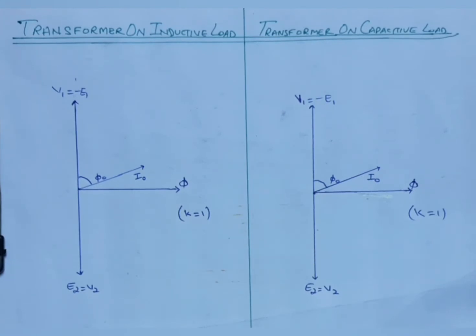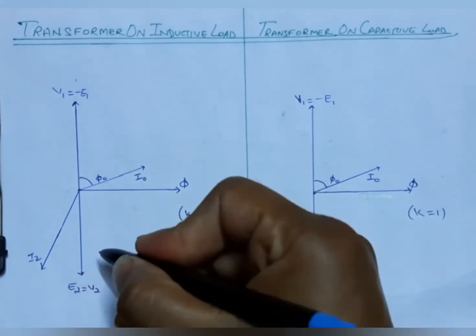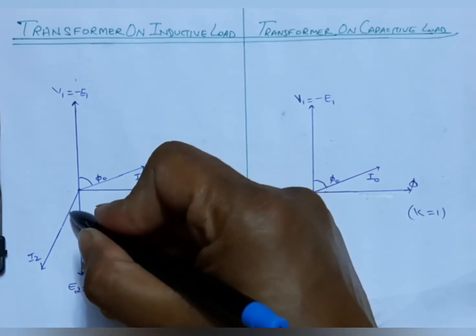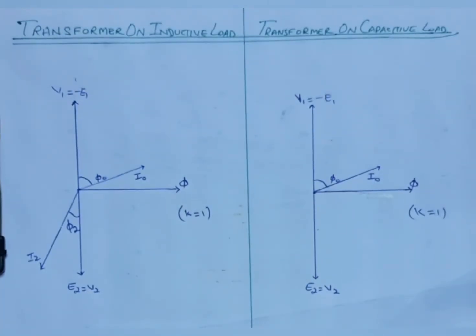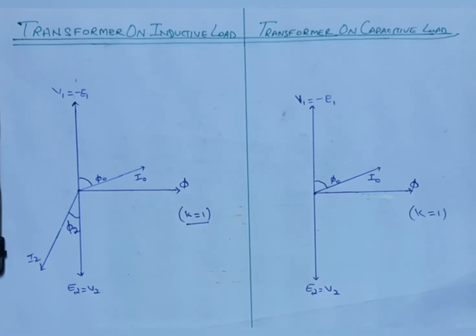Let us first start with the inductive load. In the diagram, we can see that we have loaded the transformer and due to this, there is an I2 in the secondary winding. As the load is inductive, I2 is lagging behind V2. Let us say it is lagging by an angle of phi 2. Because of this I2, there will be additional current I1 dash in the primary. We have assumed that K is equal to 1, so that I1 dash will be equal and opposite to I2. So I will draw I1 dash also.